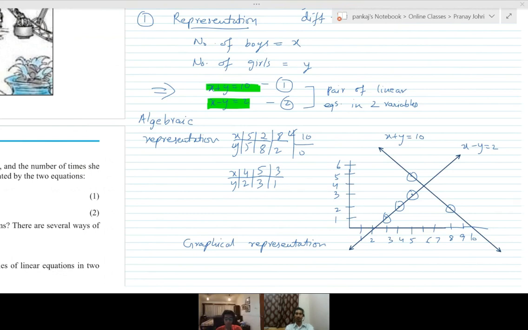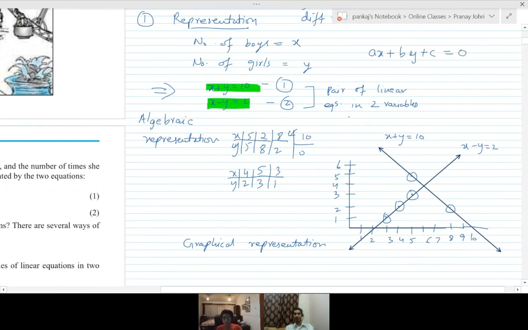And we did the different types of representation of these equations, algebraic and graphical. Algebraic is written like x plus y is equal to 10, and graphical is plotted on a graph. So the general equation and the three types of possibilities that we have for this graphical representation.